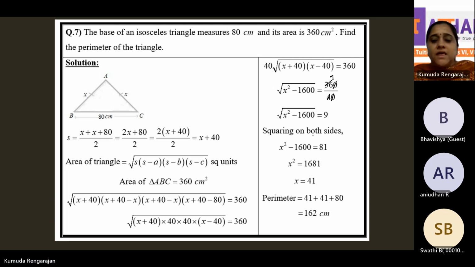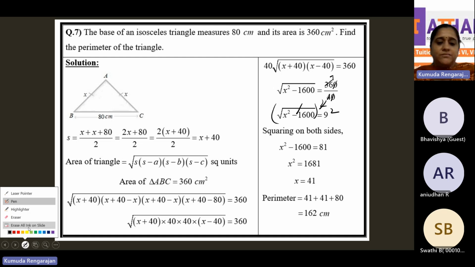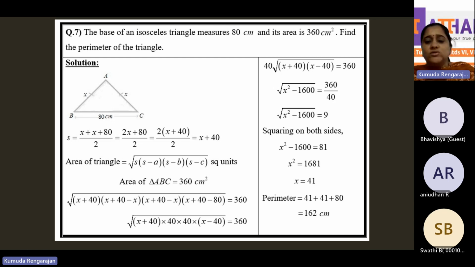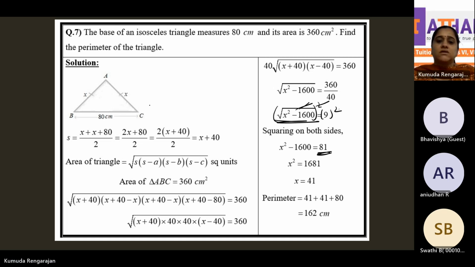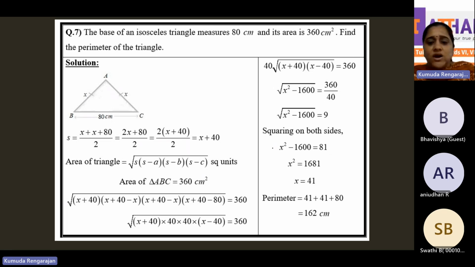Now, whenever you have to get rid of the square root symbol, you need to square on both the sides. So squaring on both the sides, what do you get? The square root and the square will get eliminated. So x square minus 1600 is equal to 81. Like you're squaring this and you're squaring this. So 9 square is 81. And when you square this one, the square and the square root are eliminated. So x square minus 1600 is free now. It's not under the square root now.